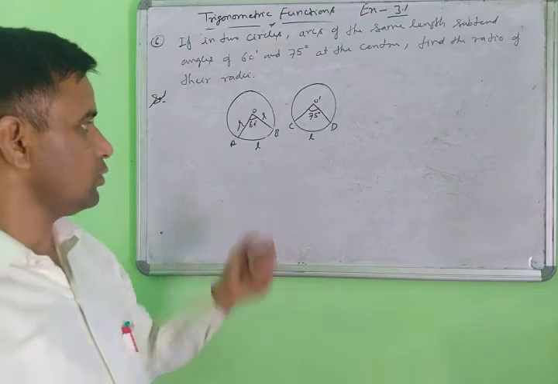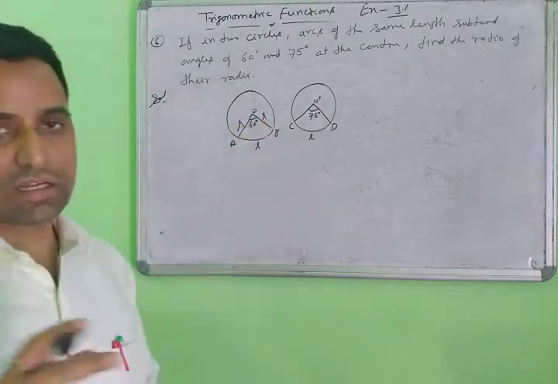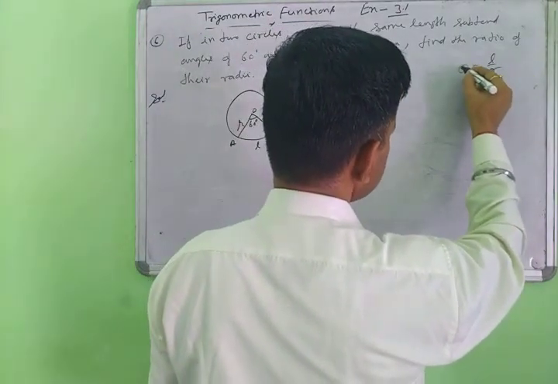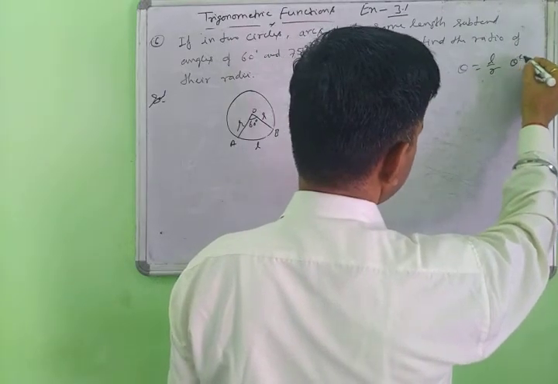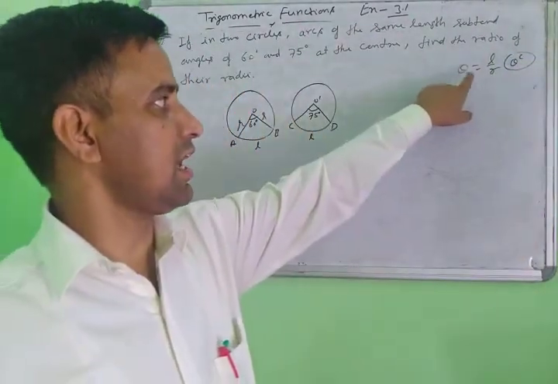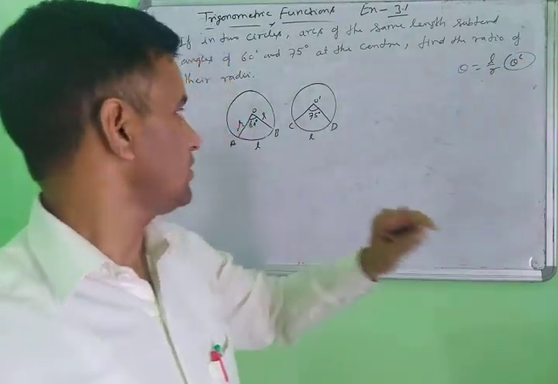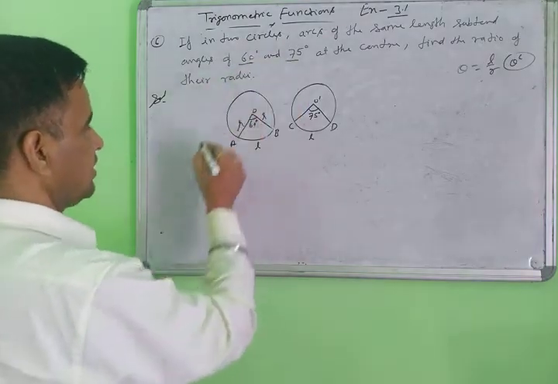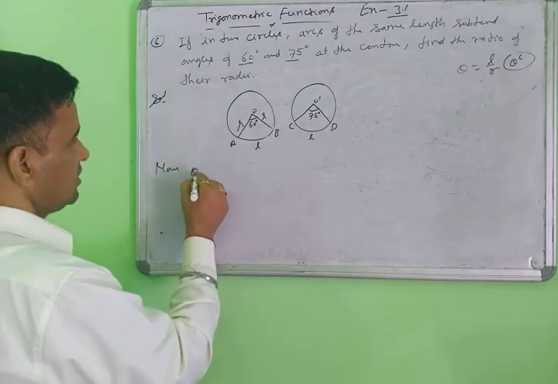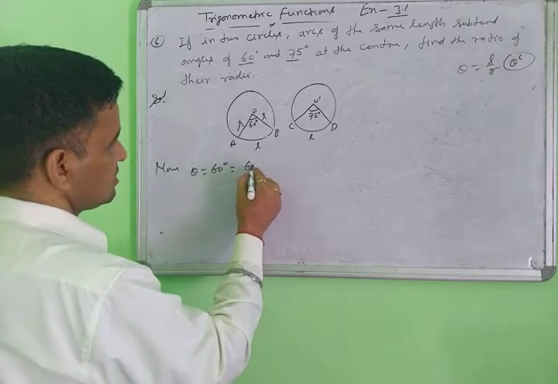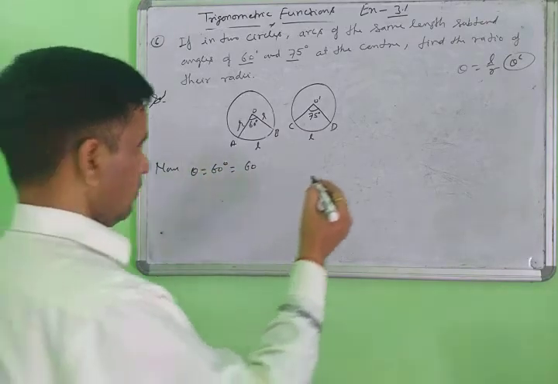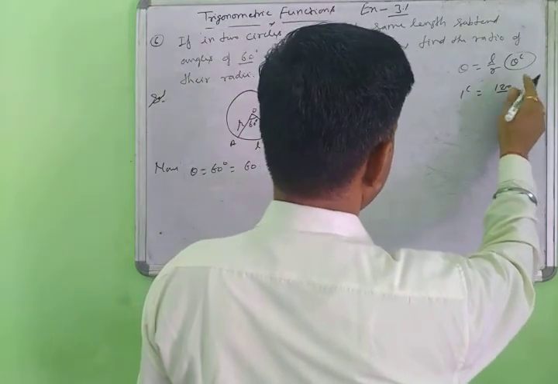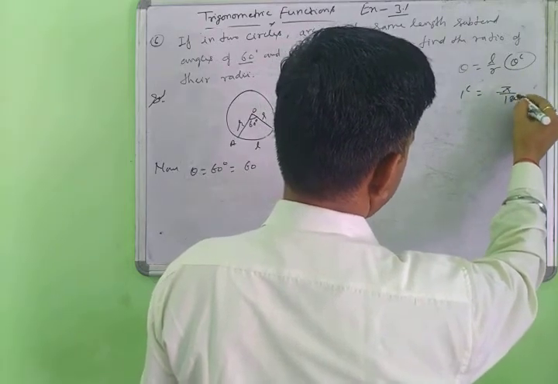Yes, now look here. The angles are given in degrees. First convert the angle into radian, because theta equals L upon R, and theta here is always in radian, not degree. So first of all, convert these 2 angles from degree to radian. Theta equals 60 degrees; 1 degree equals pi upon 180 radian.